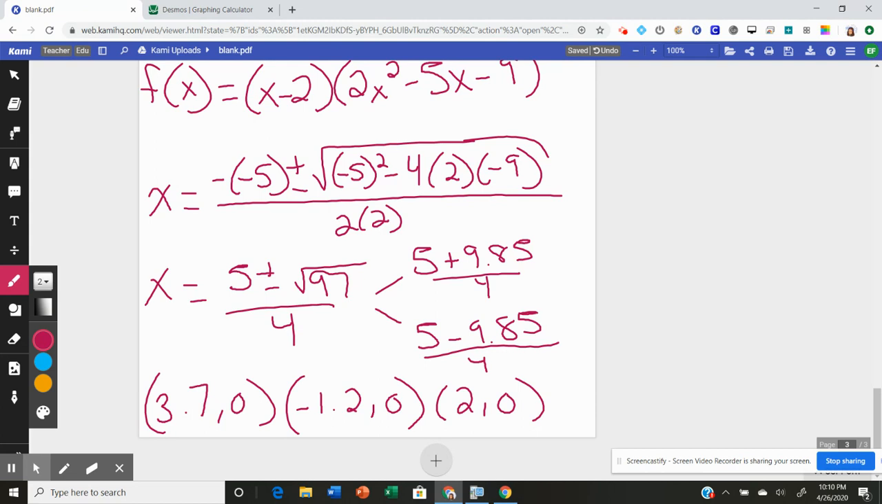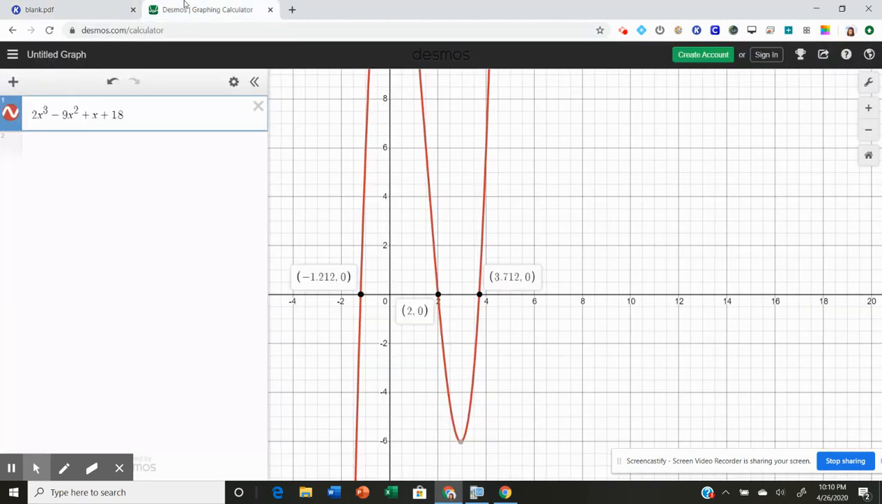So let's go back to Desmos so that we can see the zeros of our polynomial, and we get negative 1.2 approximately, 2, and 3.7 as the roots for the function.